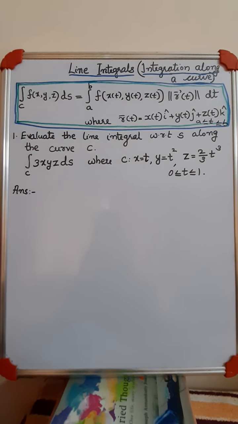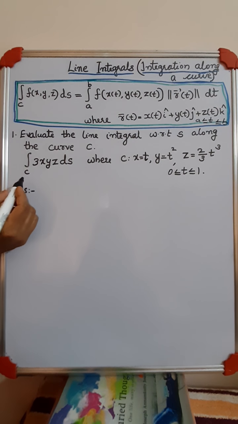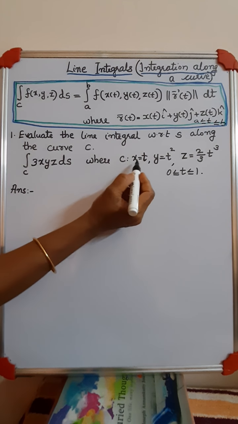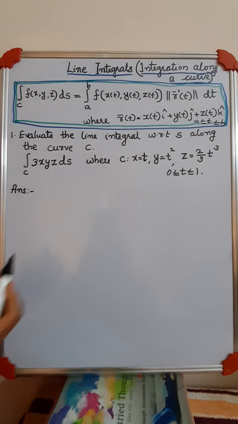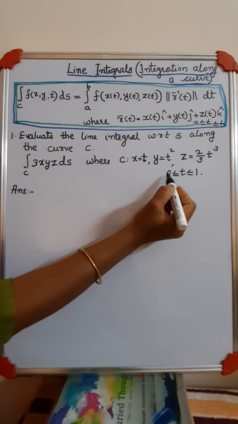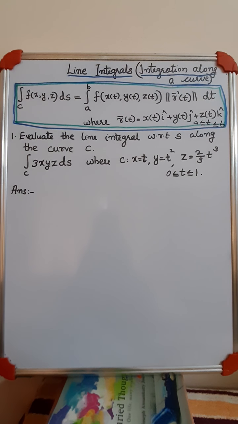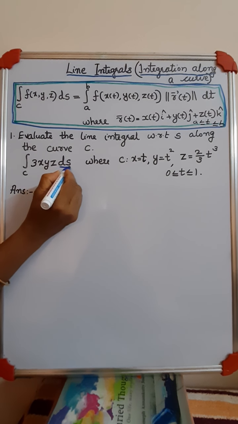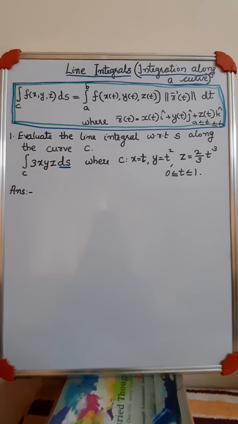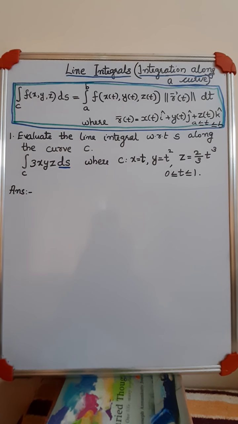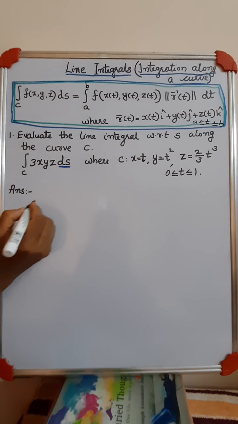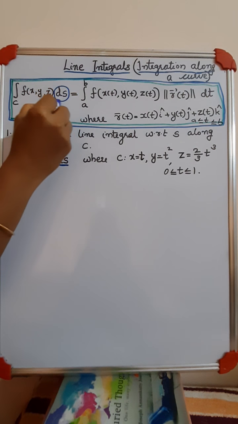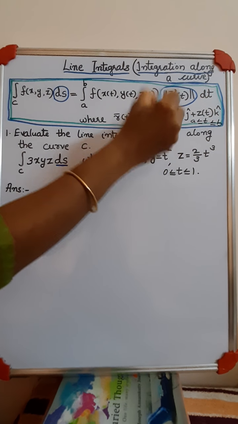Evaluate the line integral with respect to s along the curve C. Integral over C 3xyz ds where the curve C is x equal to t, y equal to t square, z equal to 2 by 3 t cube. Limit of t is also given, 0 to 1. Then this is actually integration with respect to ds. Evaluate the integral with respect to s. s is the length of the curve. Integral 3xyz. So we have to evaluate what is ds. In this formula, we can identify ds as norm of r dash of t.